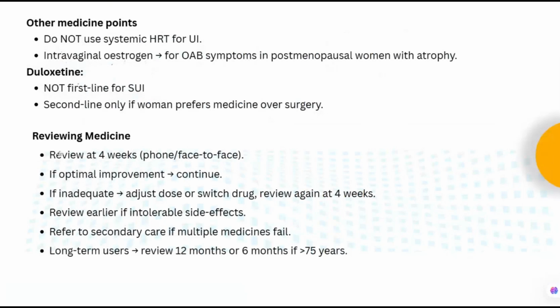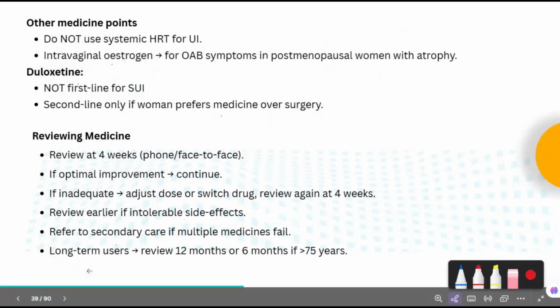Now, reviewing the medicine, if you have started the patient on, say, an antimuscarinic, you will review at 4 weeks. It will be a face-to-face or telephonic interview. If optimal improvement is there, we will continue with the same. If there is inadequate improvement, then adjust the dose or switch the drug and again review the patient at 4 weeks. So always review at 4 weeks when you start them on medication. Review earlier if there are intolerable side effects. Refer to secondary care if multiple medicines fail.